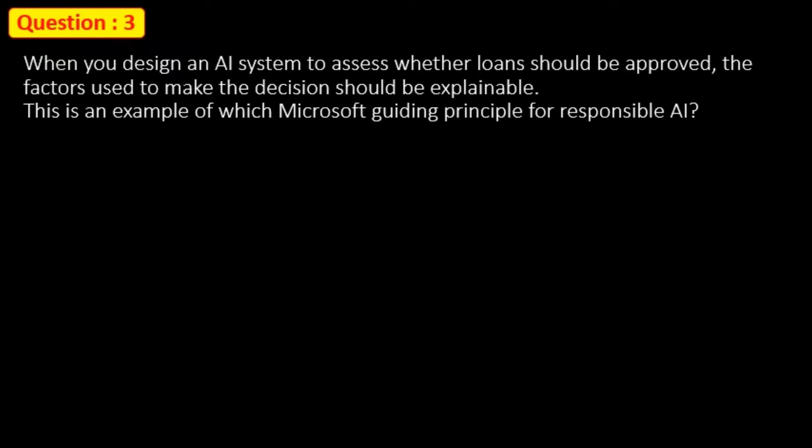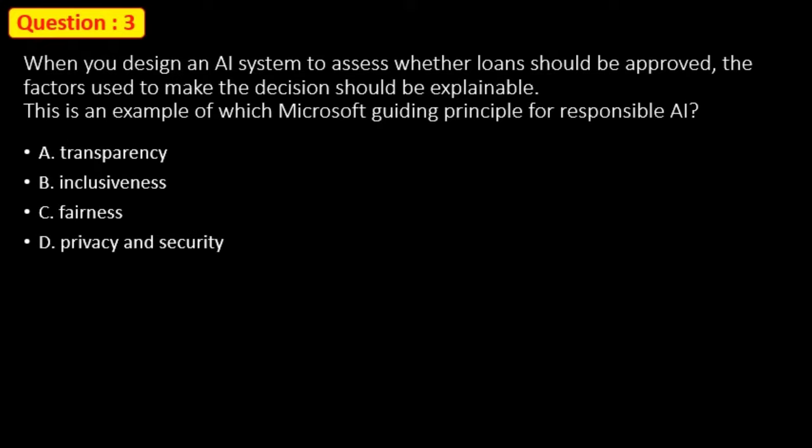Question number 3. When you design an AI system to assess whether loans should be approved, the factors used to make the decision should be explainable. This is an example of which Microsoft guiding principle for responsible AI? Options are A. Transparency. B. Inclusiveness. C. Fairness. D. Privacy and security.